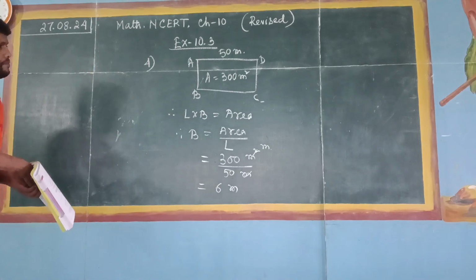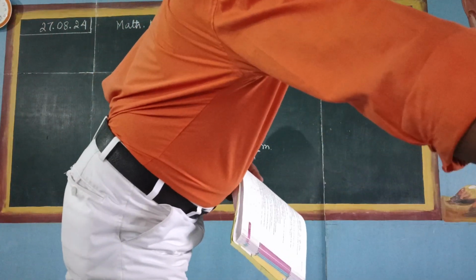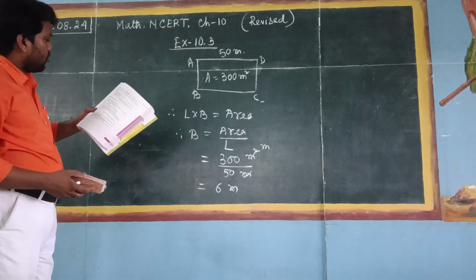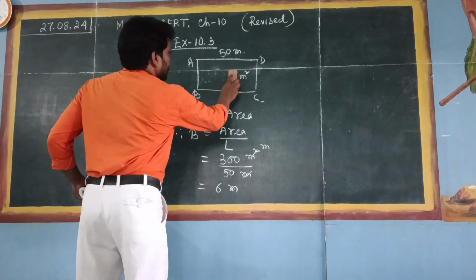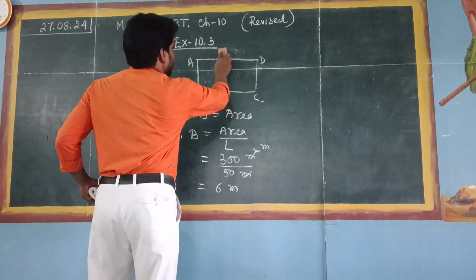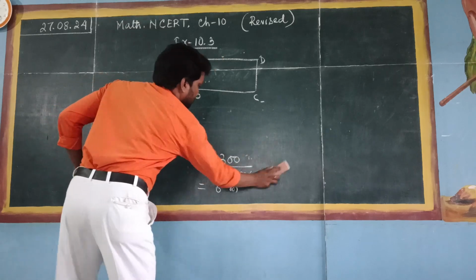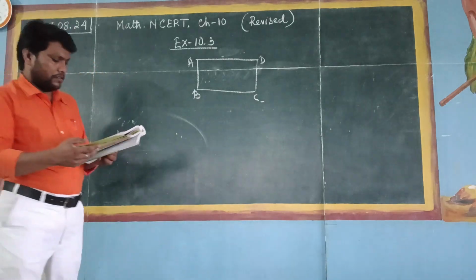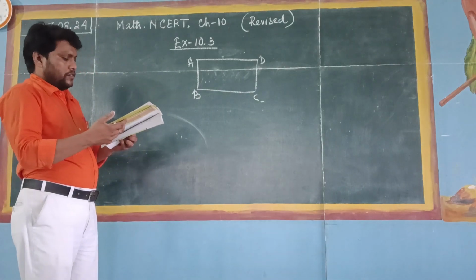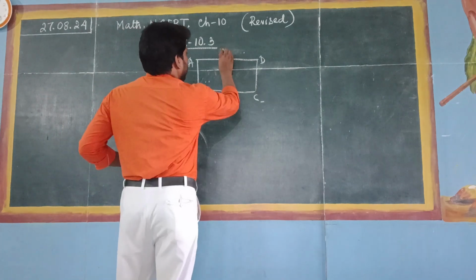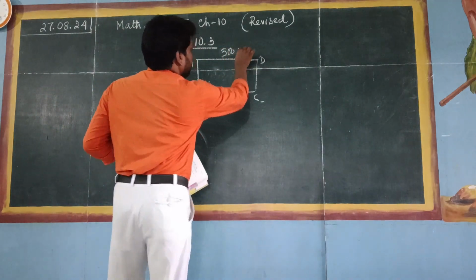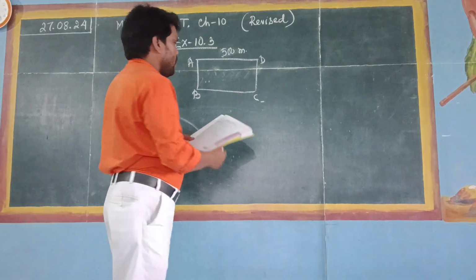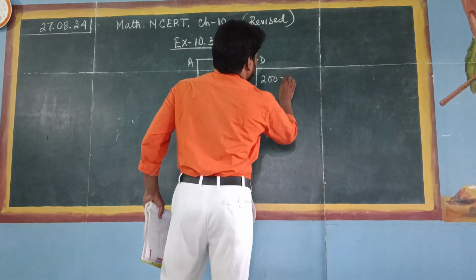Next, question number 5. There is also a rectangular plot. I am not drawing the figure. It is a rectangular plot whose length and breadth are given. It is a rectangular plot of land 500 meter long, breadth 200 meter, that means wide or width.